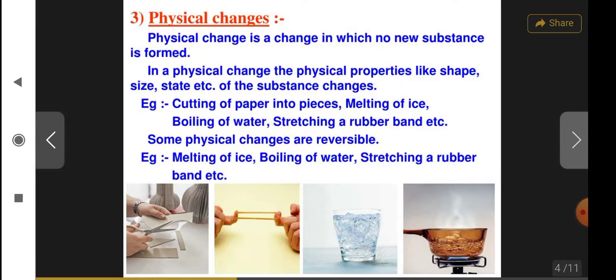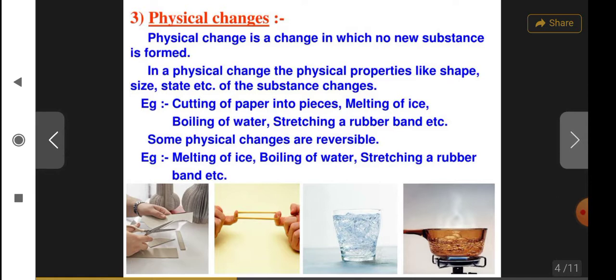And physical changes are generally reversible, not always, but generally. For example, if we are stretching a rubber band and we release the force that we are applying, the rubber band will regain its original shape, it will come back to its original position, shape and size. So it is a reversible change. But when we are cutting a paper with scissors, it is not a reversible change, it is an irreversible change.